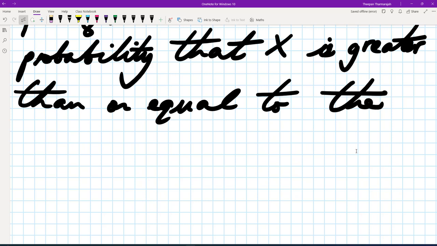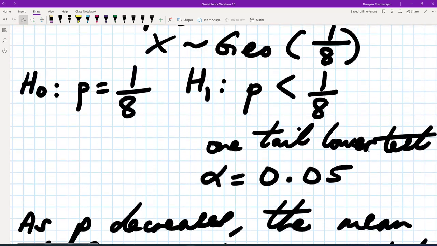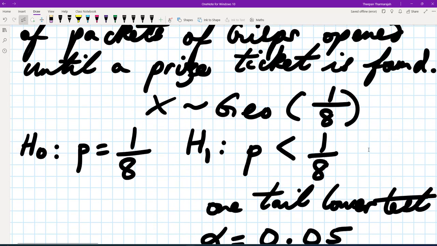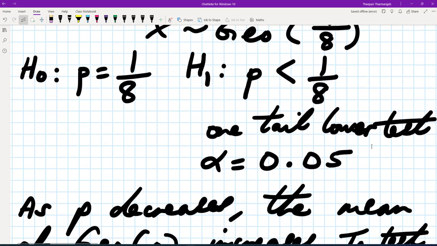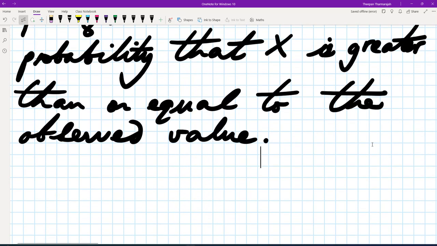I say that's very important to make explicitly clear to the examiner. They can see all your methods of working out. I always tell my students, make your working out absolutely bulletproof so the examiner can't criticize you. They have to give you full marks. If we go back to our null hypothesis, P is less than 1 over 8. Because the mean is increasing, we want the reverse in terms of the probability. So it's the probability that X is greater than or equal to the observed value.